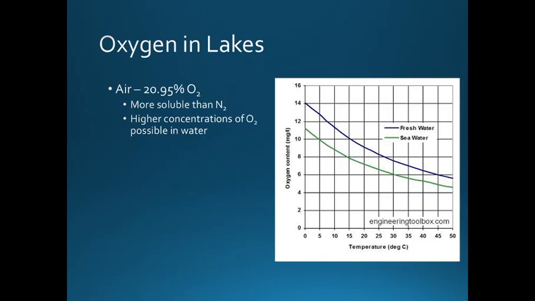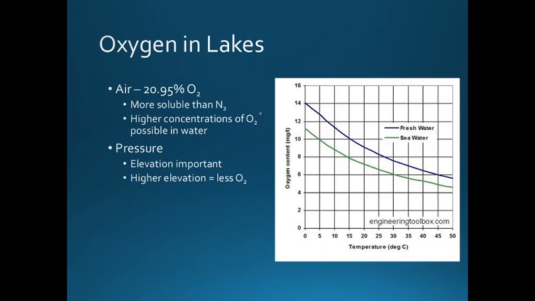All right, so I haven't really talked that much about oxygen yet. So here's where that's going to happen. Okay, so we know that air is about 21% oxygen. Oxygen is more soluble in water than nitrogen, so you can have higher concentrations, somewhere 25-30% oxygen in the water.